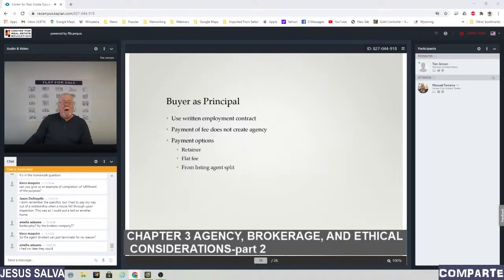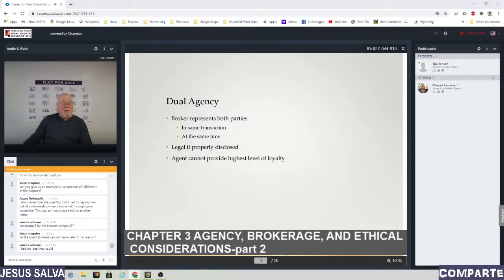Now, it gives us an example, buyer as principal, meaning the buyer is the principal that hires the broker to represent their interest. Fair enough. So a buyer's agency agreement would be used, most likely. But payment of fee does not create the agency. Remember, in that buyer's agent agreement, who paid the buyer's broker? The seller did. Therefore, whoever pays the fee doesn't necessarily mean that's the agency that it's based on. Fees can be paid in retainers, flat fees, or from the fee getting it from the listing or the selling broker or the seller himself.